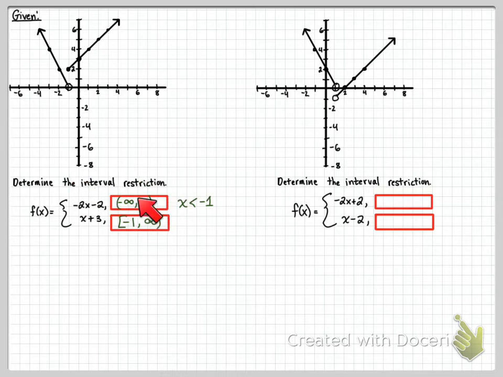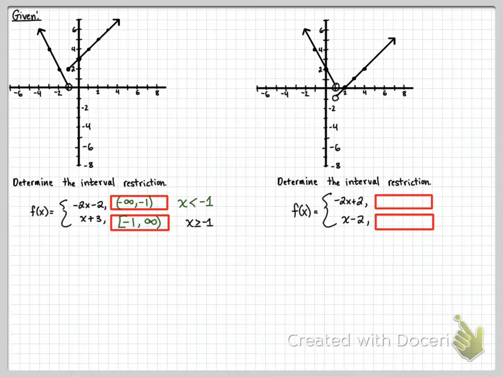The interval restriction is always going to be your domain. So we're always looking at the x. So it's from negative 1 to infinity. Negative 1 gets that bracket right here because of that closed circle, okay? And we can also write it as an inequality. This is the same thing right here as saying x is less than negative 1, and then this one is saying x is greater than or equal to negative 1.